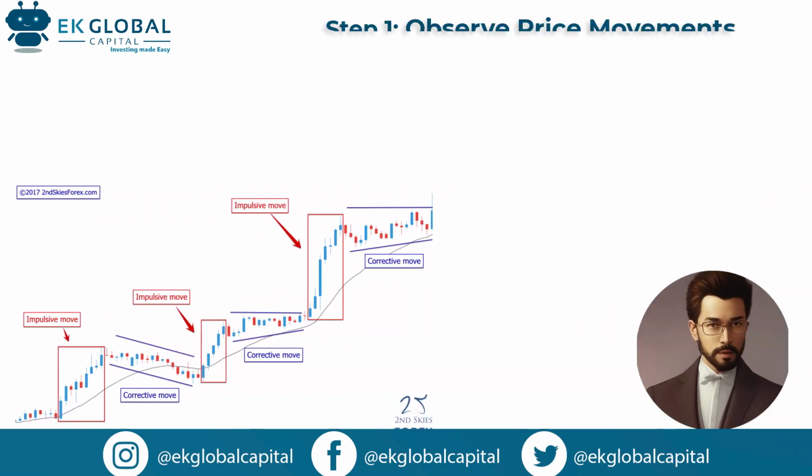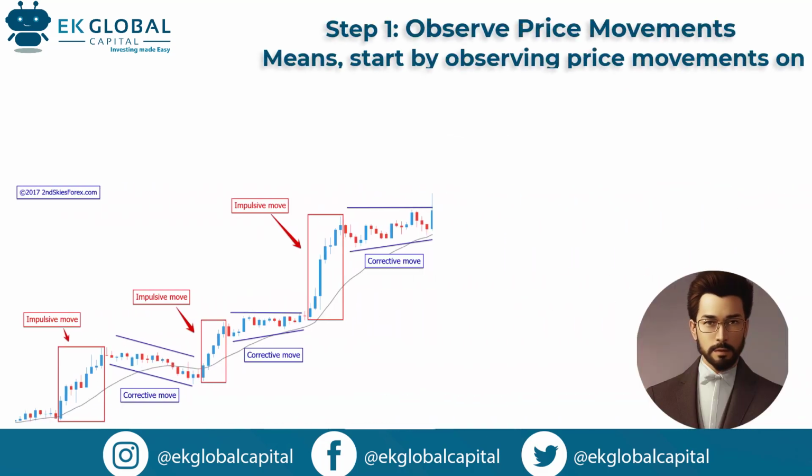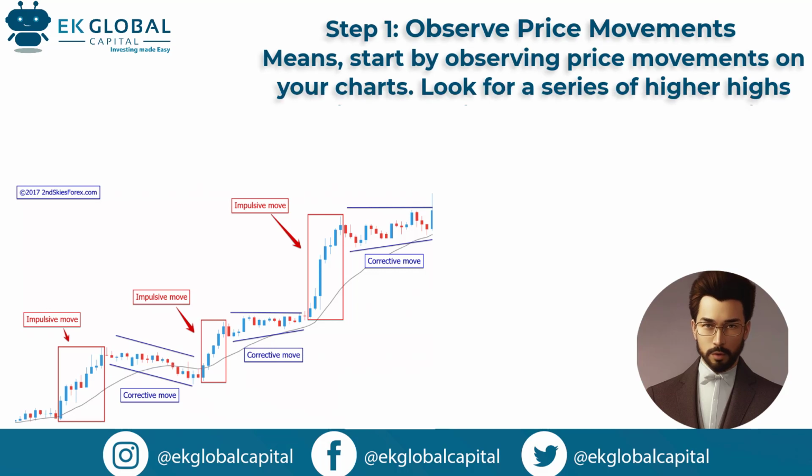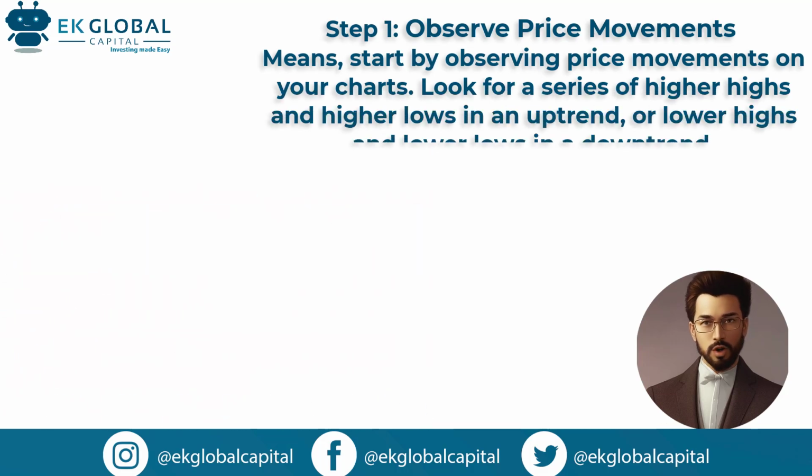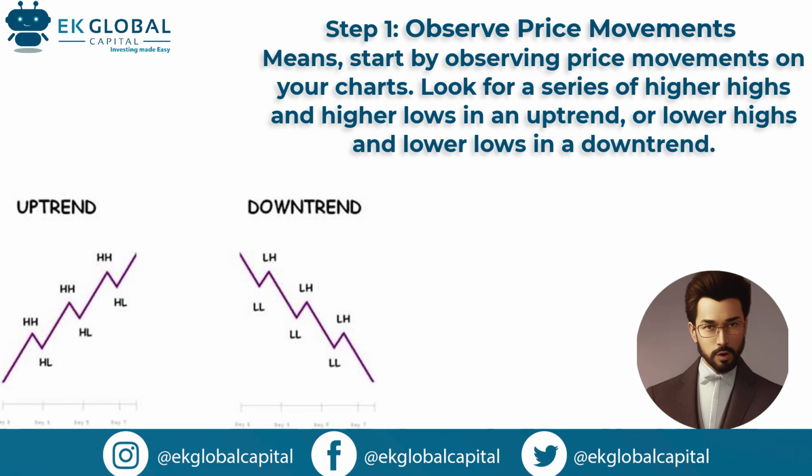In step 1, observe price movements. Start by observing price movements on your charts. Look for a series of higher highs and higher lows in an uptrend, or lower highs and lower lows in a downtrend.